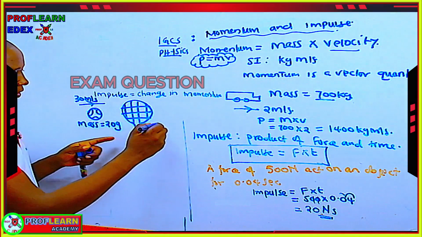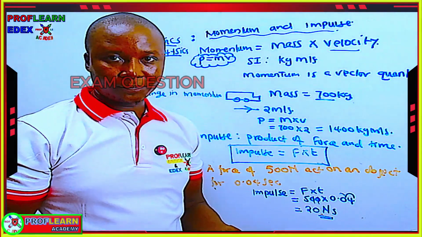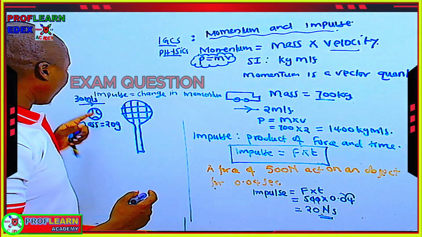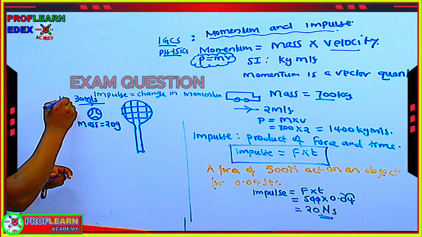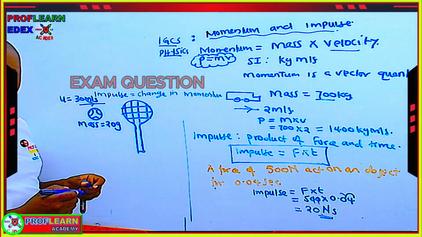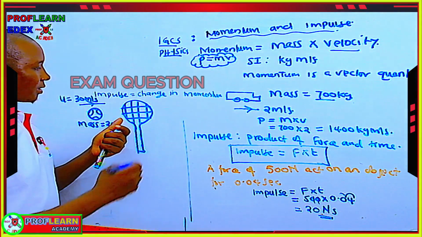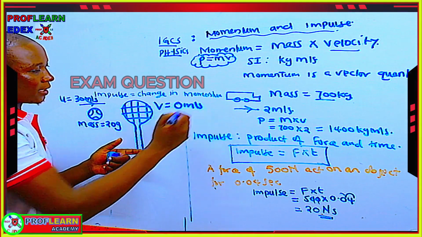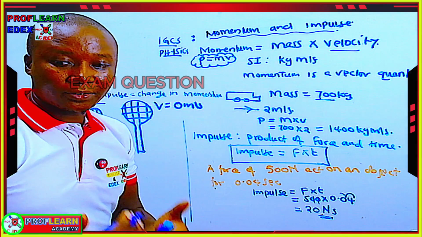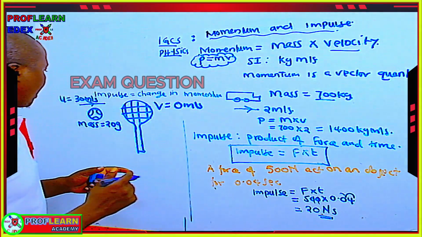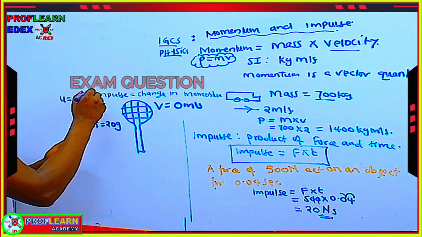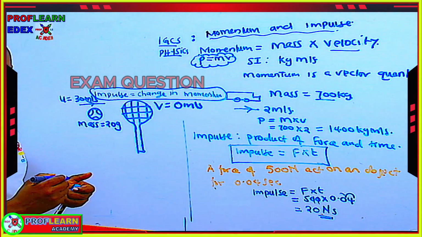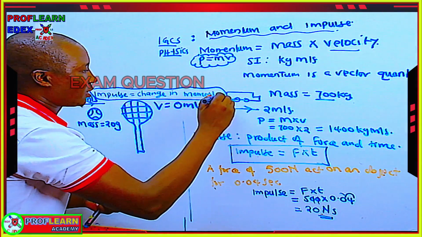So if it hits the racket, what will be the impulse? We need to analyze a few things here. When this ball is moving, it has an initial velocity of 30 meters per second. The moment it hits this racket, its final velocity is going to become 0 meters per second because it's going to be momentarily at rest. What you need to remember is that impulse is equal to change in momentum.